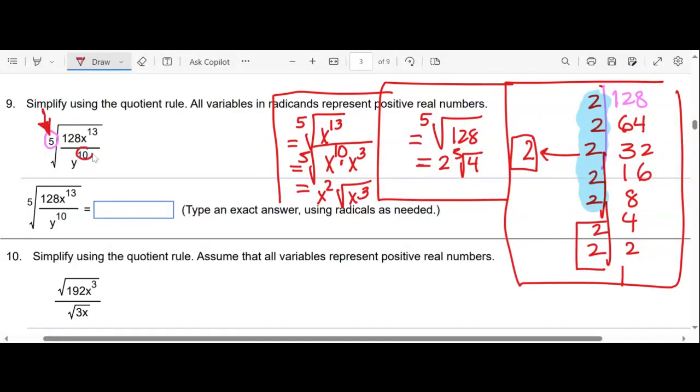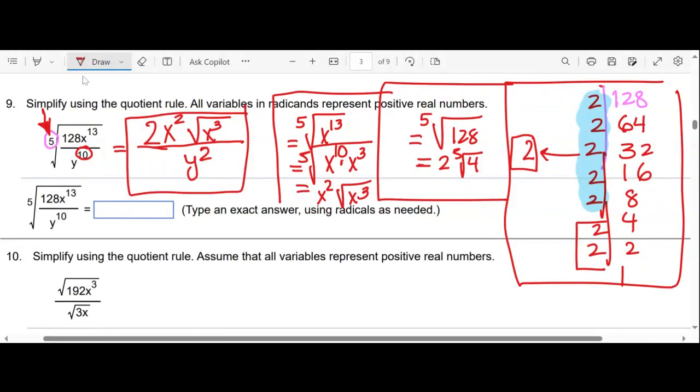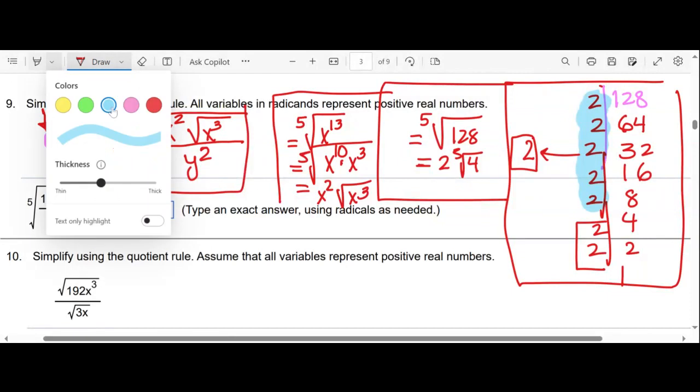If this goes outside, becomes what? 2. So your final answer will be as follows. What's on the top? The top is 2, and what else? X squared, x to the power of 3. What about the bottom? 2. Y to the power of what? 2. Correct. Easy or not easy?